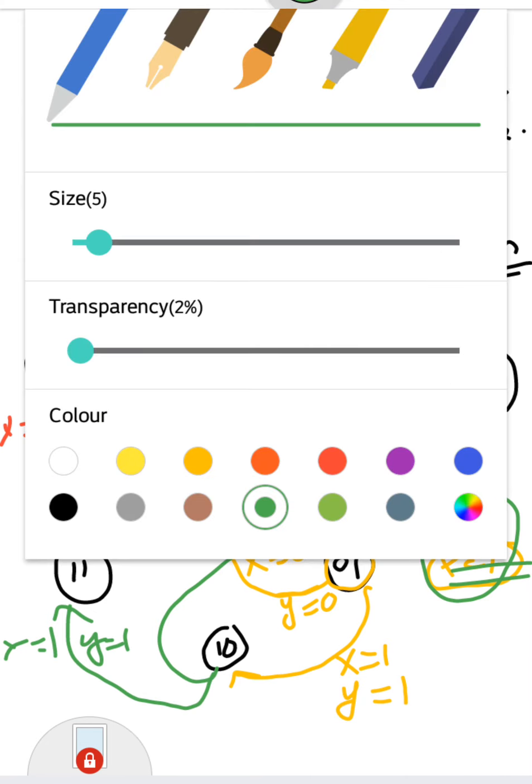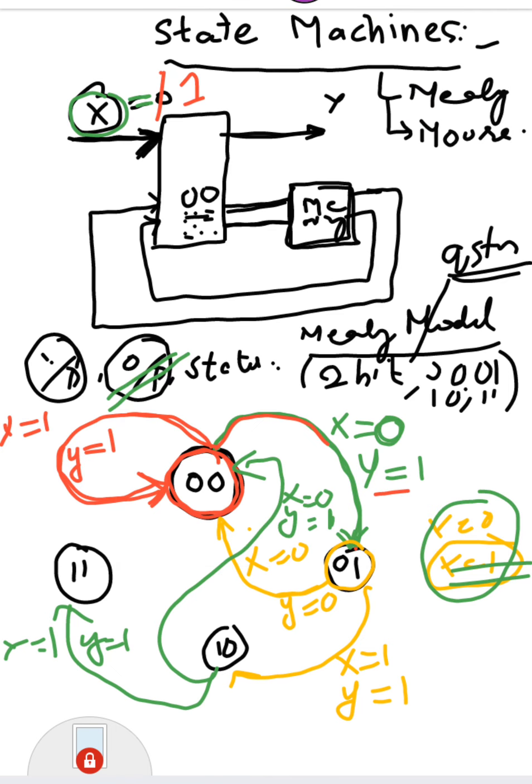Now one more state, that is 1, 1. I am writing when x equal to 0, it is returning back to its original state. In that case output is equal to 0, and x equal to 1, it may go to 0, 0. In that case output is equal to 1. It all depends on your question, where is the next state and what is the value of output. These are just example values. I am just telling you the representation.